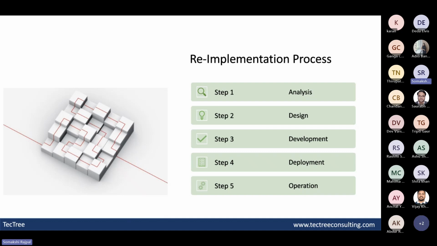So herein we will have all five steps: analyzing the requirement, which is what the end client is asking for, then the design, then starting the development, then the deployment phase, deploying into the various production servers or any of the servers, and then moving to the support and operations part.